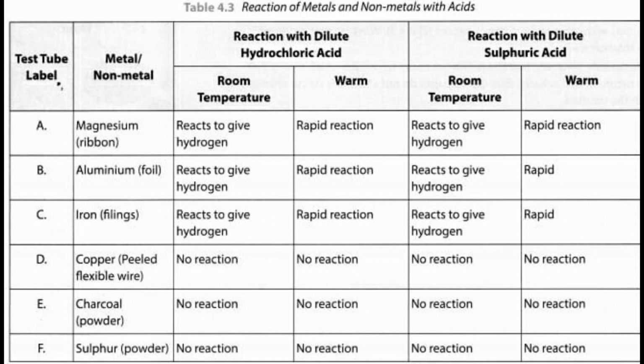Whereas copper, in test tube D, does not react at room temperature because it is a weakly reactive metal. Copper does not react with dilute sulfuric acid; no reaction takes place. For non-metals such as carbon, that is charcoal powder, and sulfur, they do not produce any salts because non-metals do not react with dilute acids. Therefore no reaction takes place. You can see a small change here: copper does not react with dilute hydrochloric acid even on heating, but it reacts with sulfuric acid to produce copper sulfate.